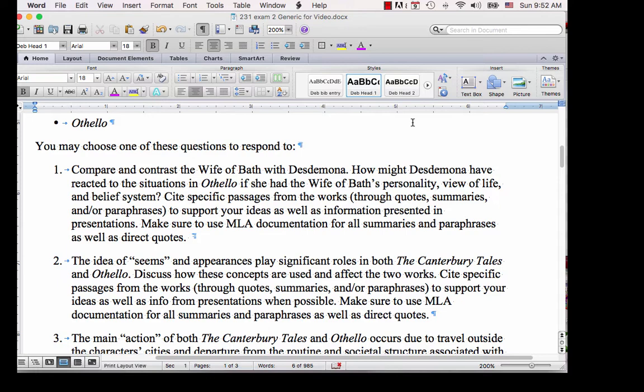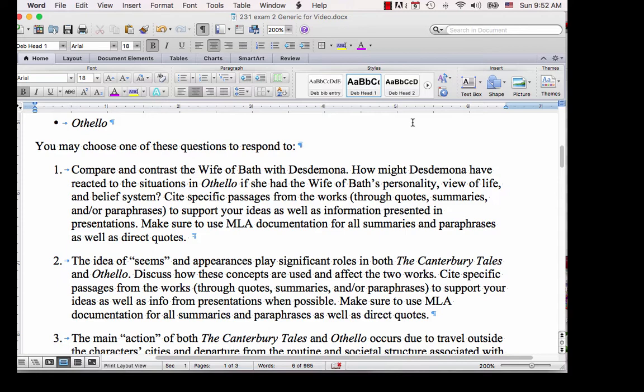First, compare and contrast the Wife of Bath with Desdemona. How might Desdemona have reacted to the situations in Othello if she'd had the Wife of Bath's personality, view of life, and belief systems? Now, I'm going to go over the rest of this question here, but please notice that this information is included at the end of every question. I'm not going to repeat it 8 times because I know you can read, but I'm going to go over it once because I want to make sure you know that it's important.